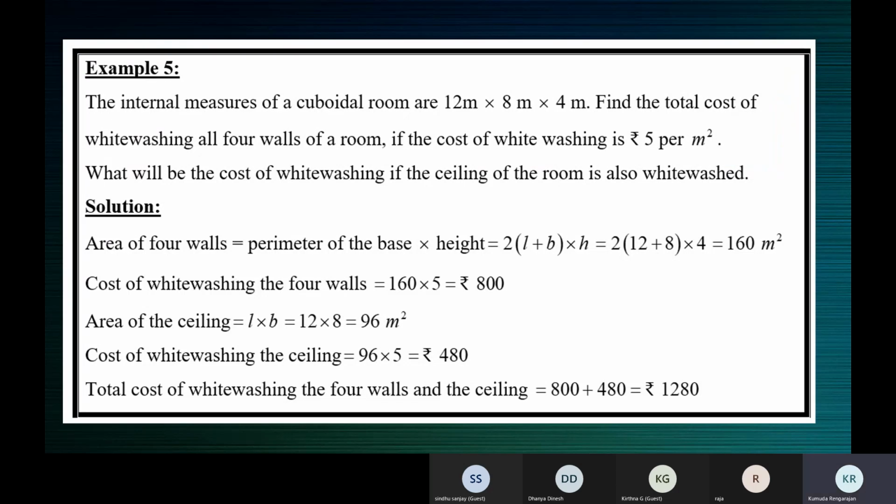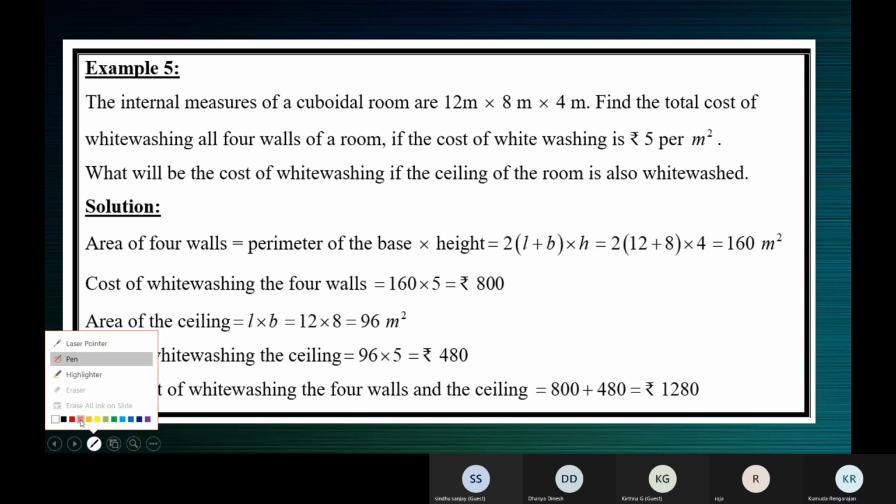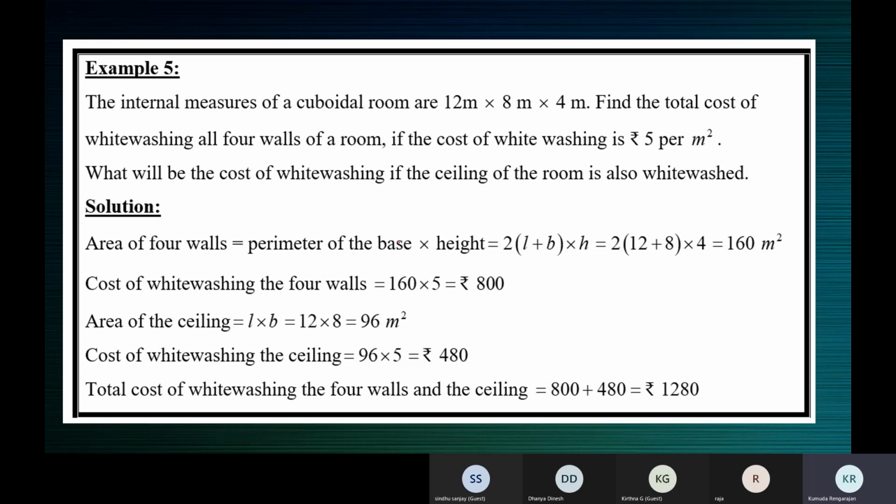So find the area of 4 walls. You can write this formula straight away. You don't have to mention this also. Area of 4 walls is equal to 2 of L plus B into H. LBH is given. This is L, this is B, this is H. So you can just substitute 2 of L plus B into H. This is the area of 4 walls.